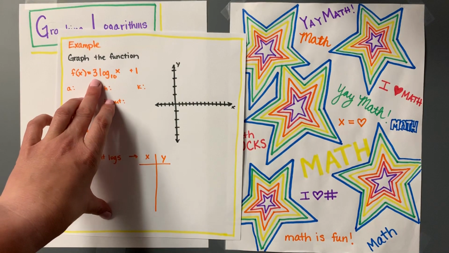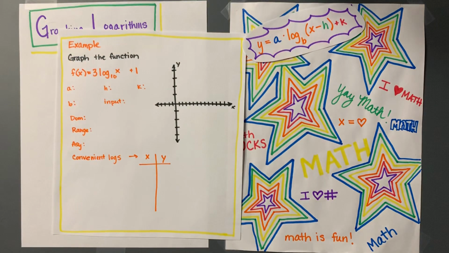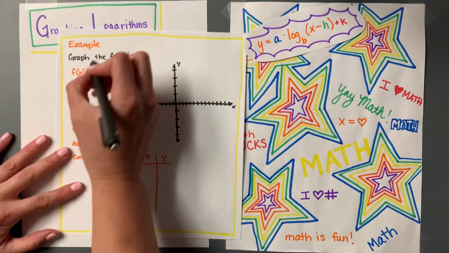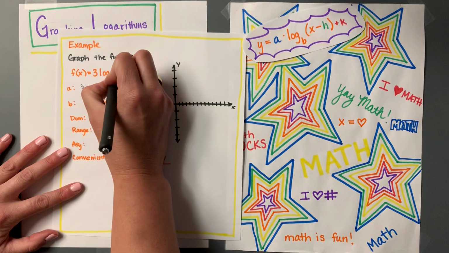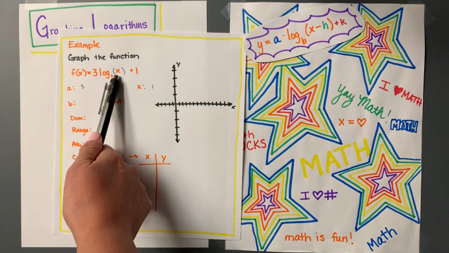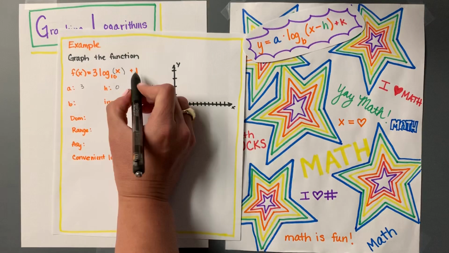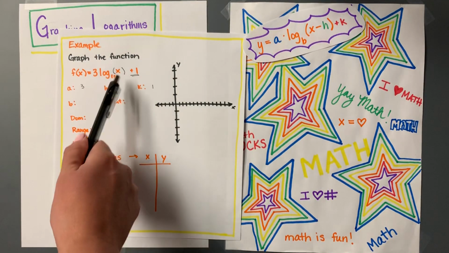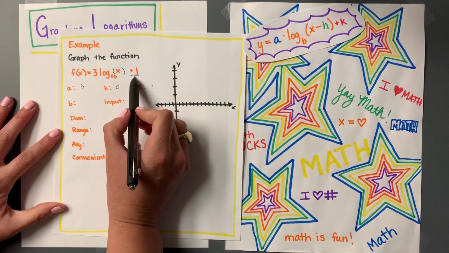So here I have 3 log base 10 of x plus 1. I want to start by first identifying a, h, and k. So a is going to be 3, h is 0, and k is 1. Sometimes it can get a little bit confusing if there are no parentheses. Just that first thing after log is inside the log. This 1 is outside the log. If this 1 was inside the log, there would have been parentheses around x plus 1 to indicate that that whole thing was inside. So this is a plus 1 for k.